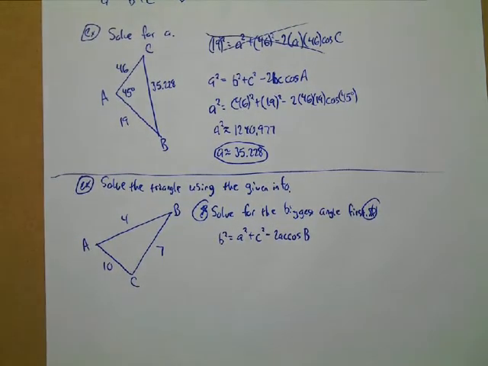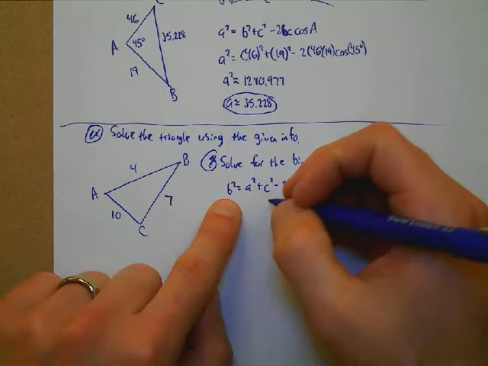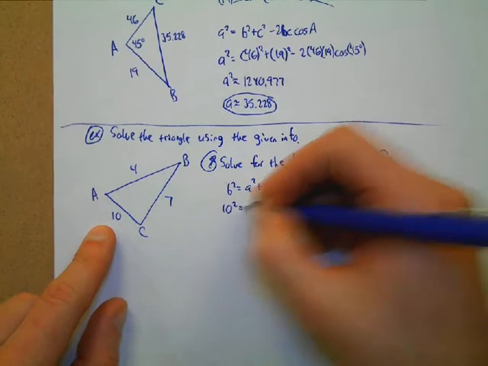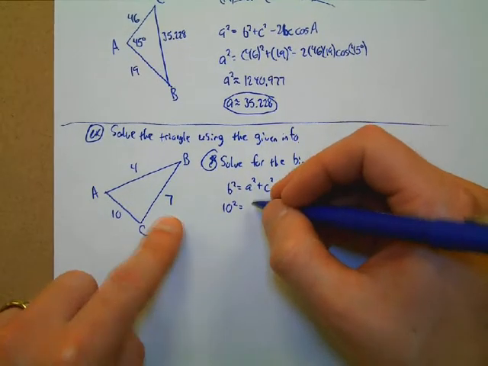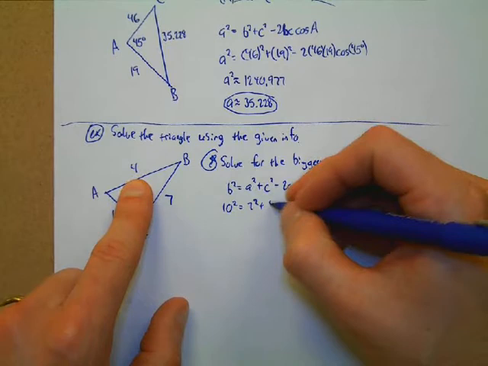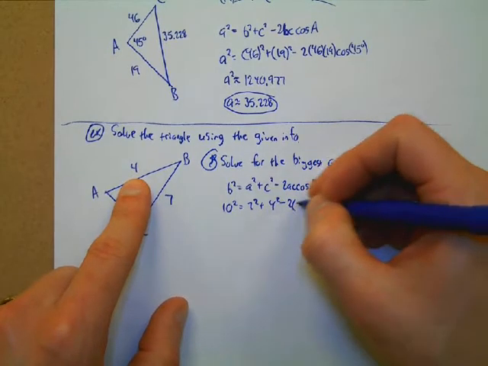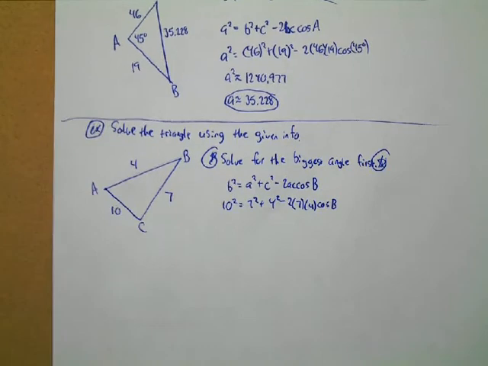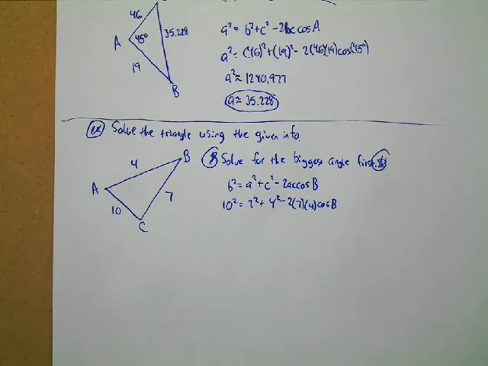So we'll just plug stuff in here. Little b is 10, so we can say 10 squared there. Little a is 7 squared, little c is 4 squared, minus 2 times 7 times 4 cosine of b.